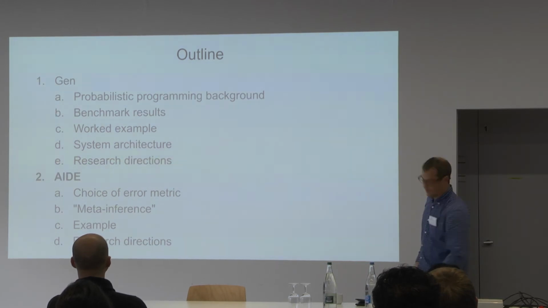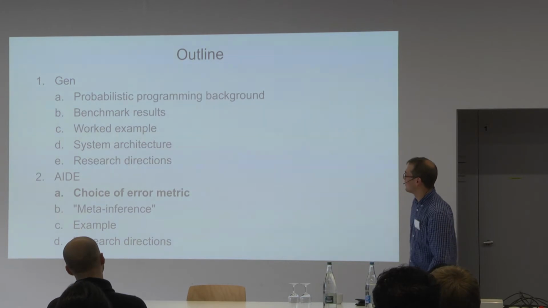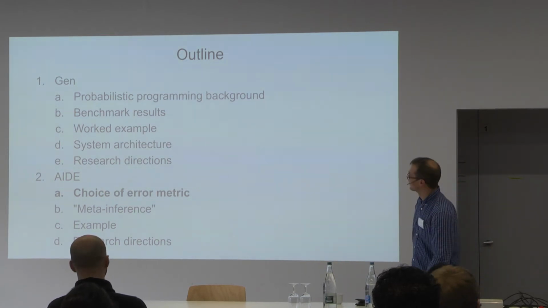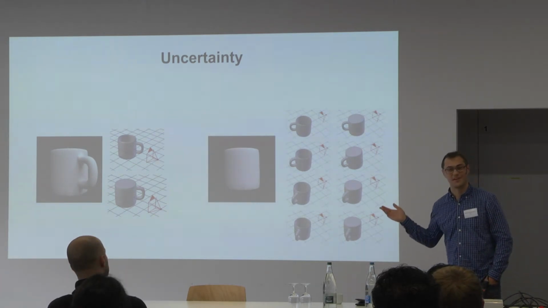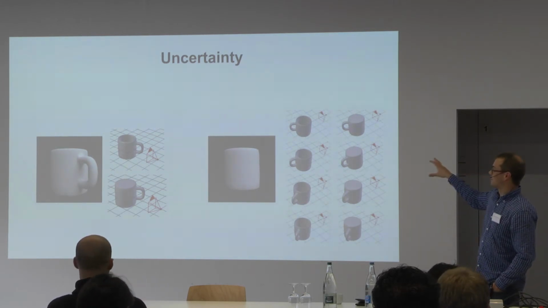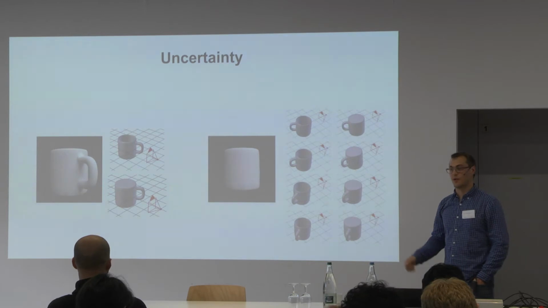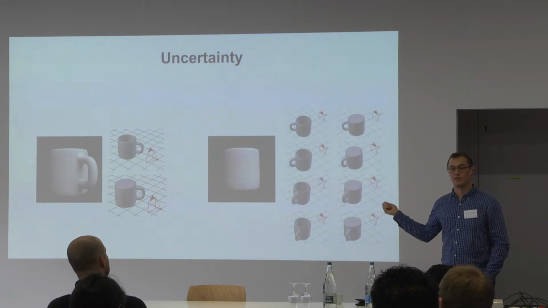Okay, so that was the first part of the talk about Gen. And the second part will be about this other work called AIDE. And in AIDE, our first question is, what is the error metric we should use to measure the accuracy of an inference program? So we want error metrics that are going to be taking uncertainty into account, right? So is the algorithm giving us an accurate uncertainty quantification or not? So again, for this example, both of these have multimodal posterior distributions. So whatever error metric we choose, it should actually make sure that you caught both of these modes in your approximating distribution.